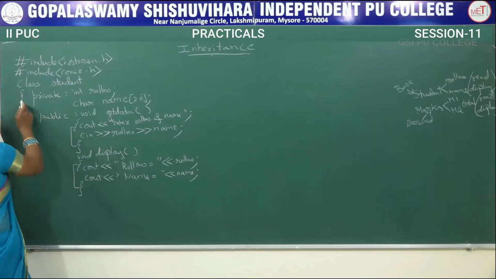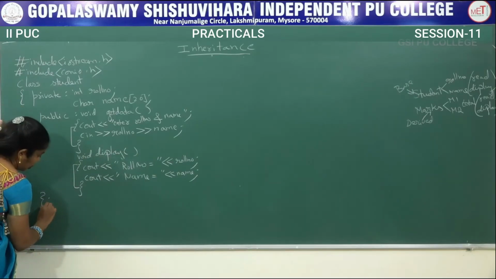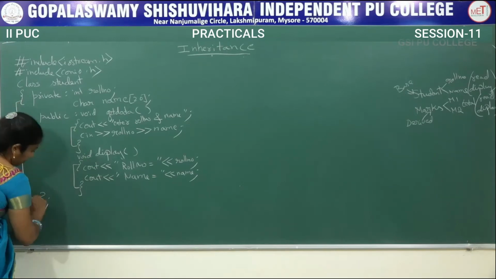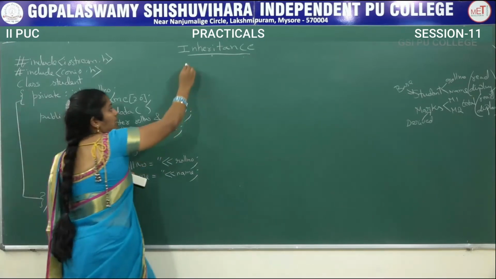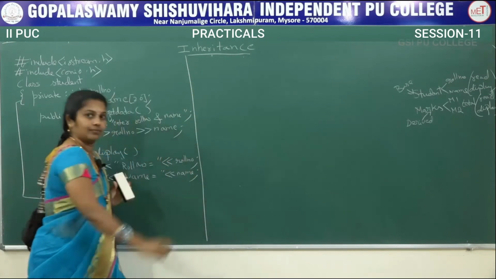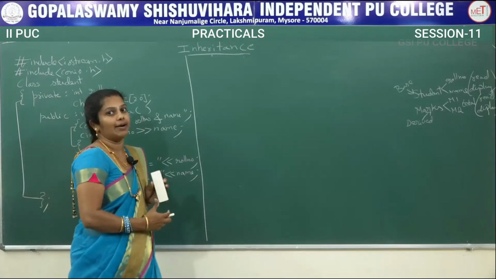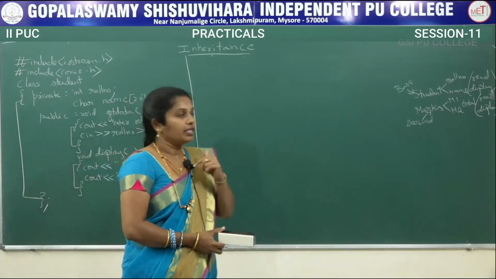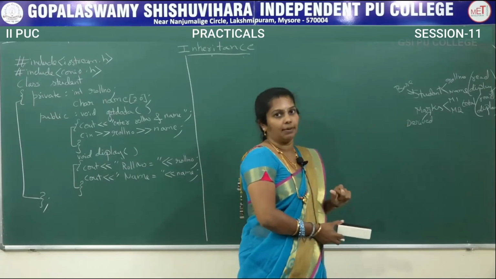Then what is the next thing? Here I opened the class, here I am to close it. Class open ಮಾಡಿರೋದು ಇಲ್ಲಿ close ಮಾಡ್ತೀವಿ. This is your base class. Next I am to write the derived class. Derived class ಯಾವುದನ್ನ ಬರಿಬೇಕು? Marks na ಬರಿಬೇಕು.